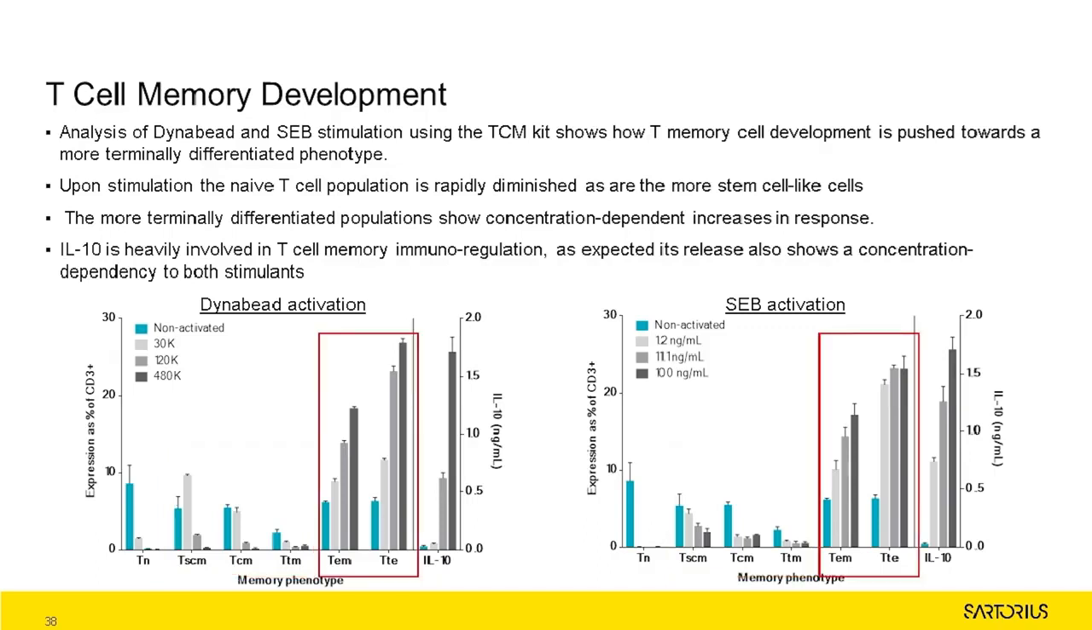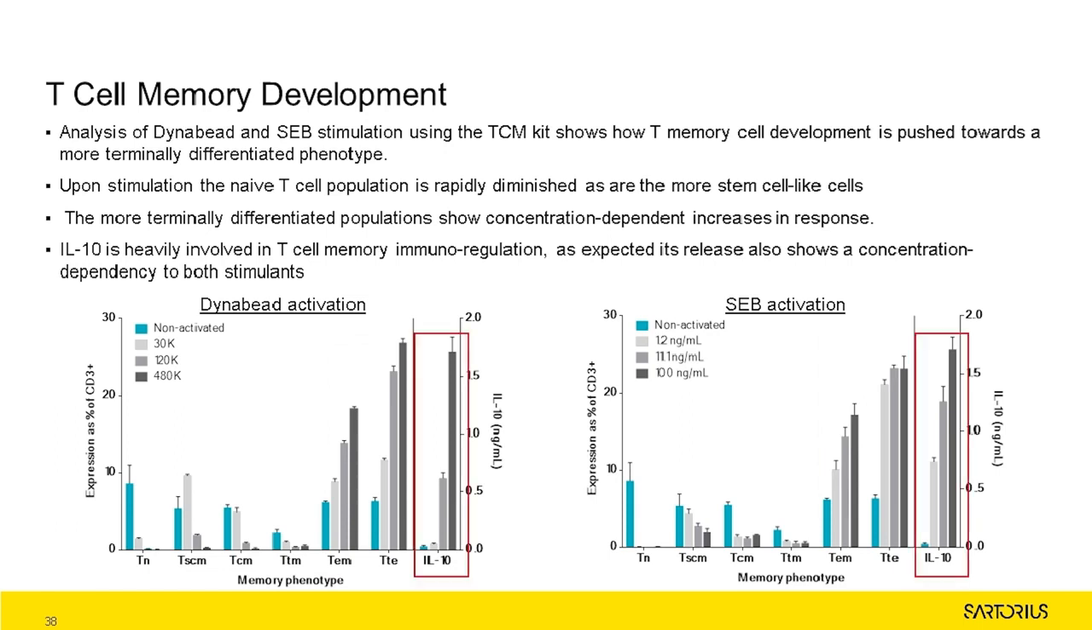In turn, there is a concentration-dependent increase in the more terminally differentiated populations. IL-10 cytokine is heavily involved in T-cell memory immunoregulation, and its release is also increased in response to stimulation. This case study was an example of how the IQ can be used to characterize T-cells as a standalone instrument.